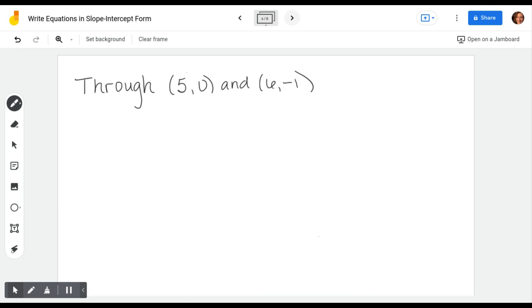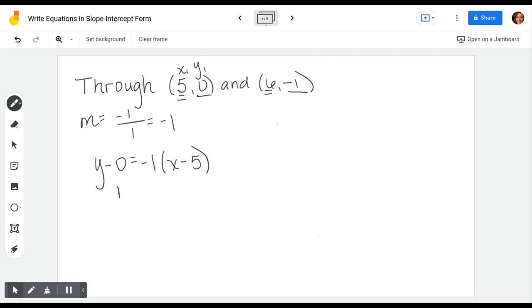Let's do one more like that. So I don't have the slope. I've got to find the slope first. So for my m, to get from 0 to -1, that's a change of -1. To get from 5 to 6, that's a change of 1. -1 over 1 is just -1. Pick one of your points. I'm going to pick the one with 0 because why not use what looks easier? So y minus 0 equals -1 times x minus 5.